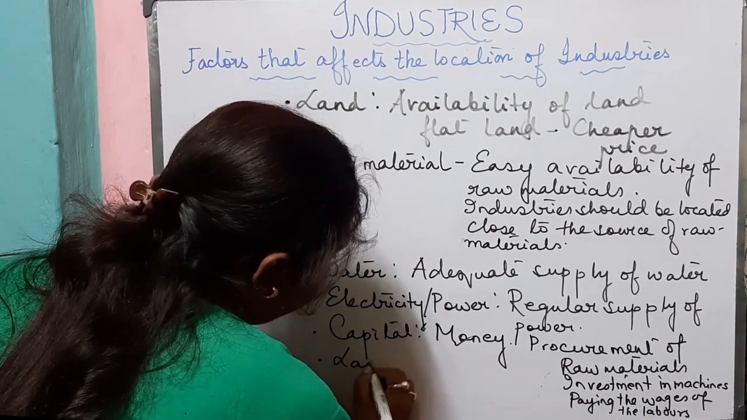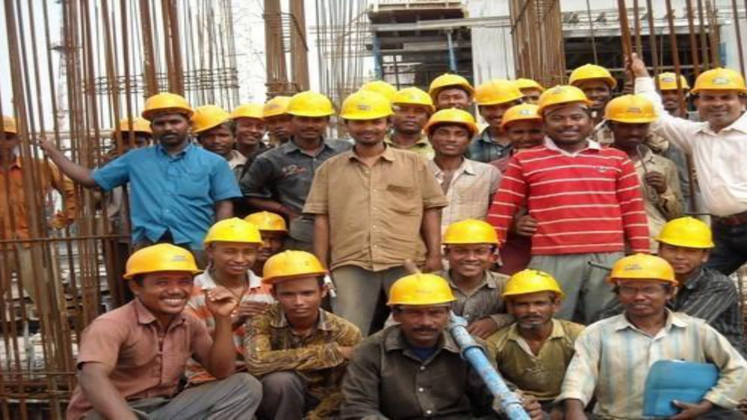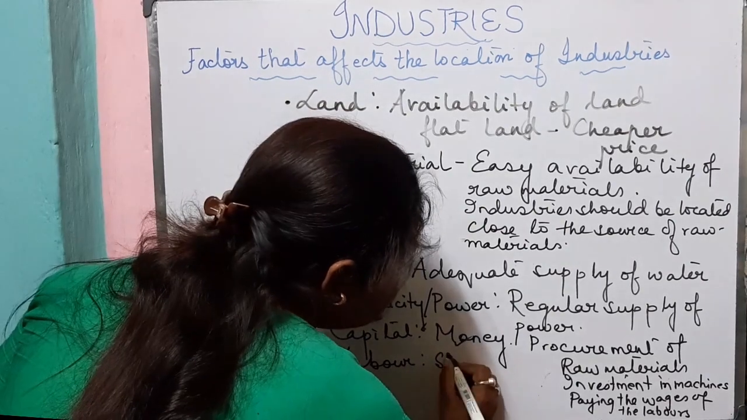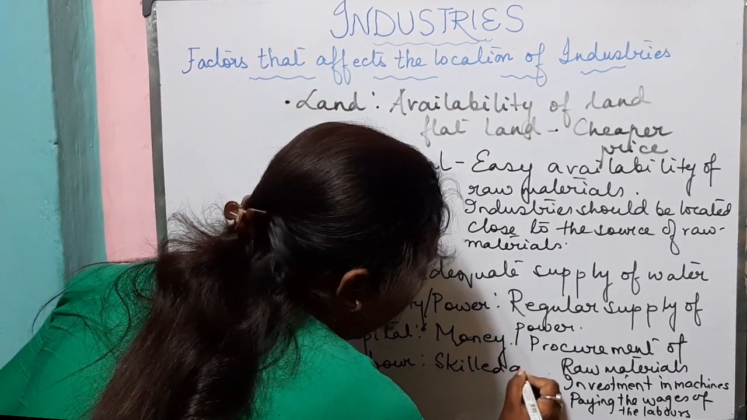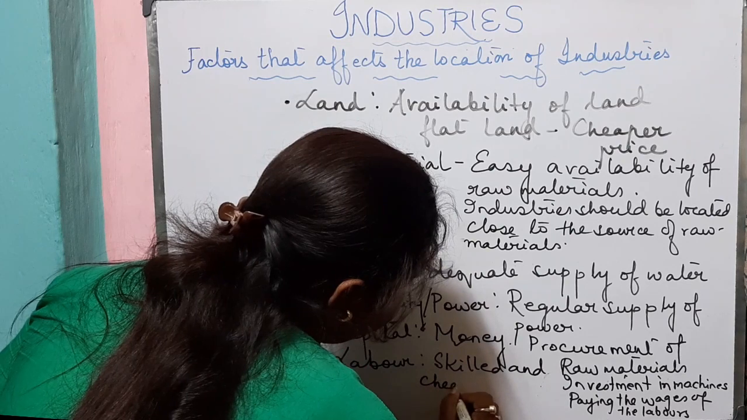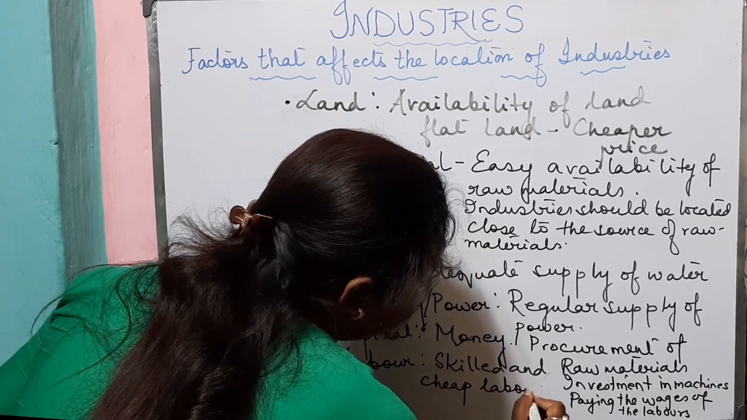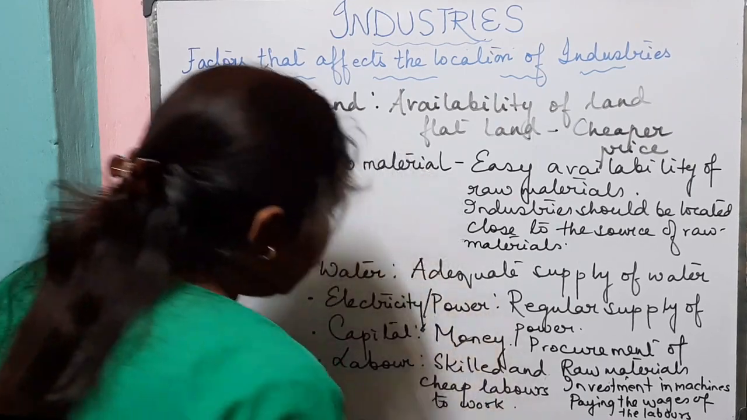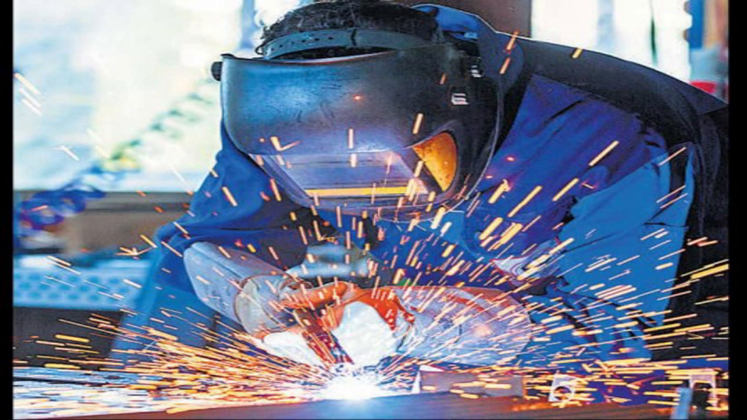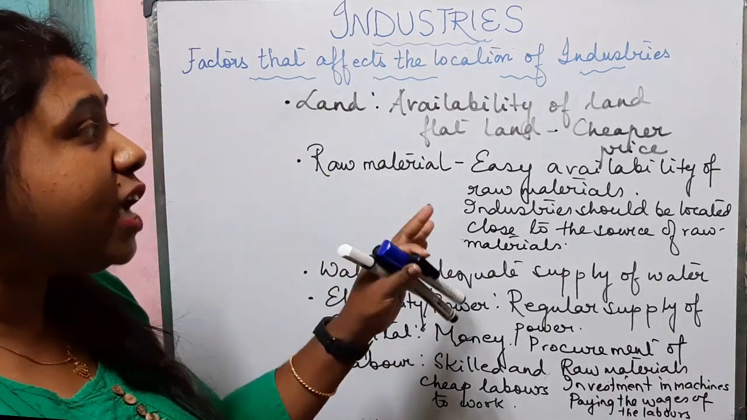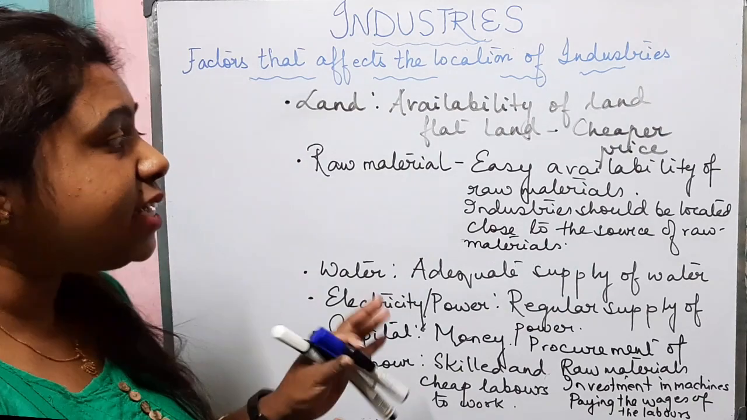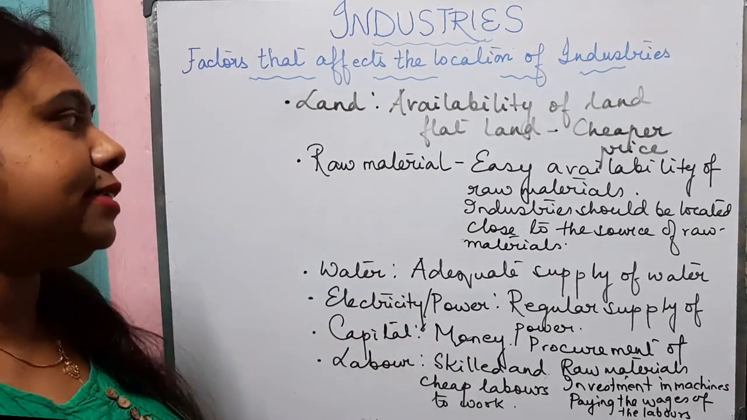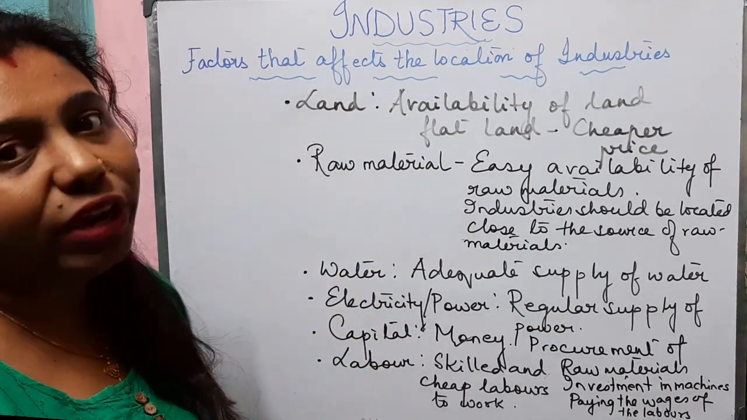We need labor. Without labor, it is not possible for the industry to run. So we need skilled and cheap laborers to work. So supply of skilled and cheap laborers in abundance plays a very important role in the location of industries. Now let us know what are the other factors that affect the location of industries.